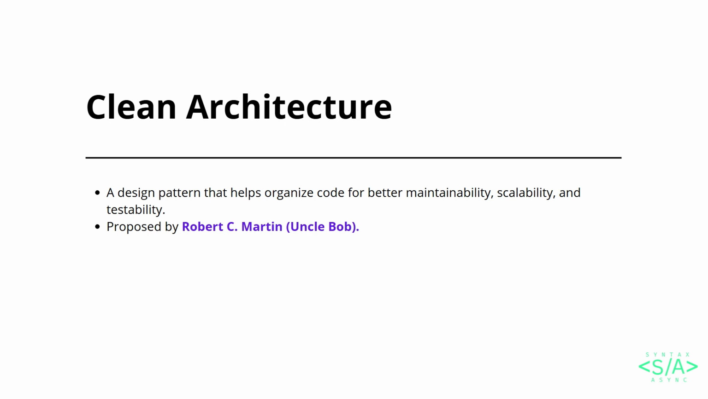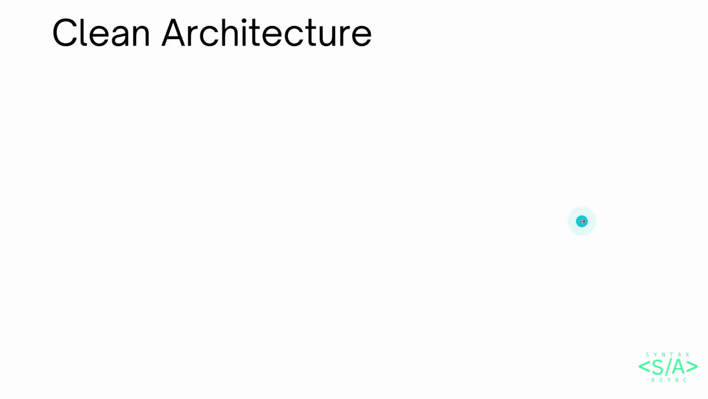So let's dive right in. What is clean architecture? Clean architecture is one of the most widely used architecture patterns. It is a design approach that organizes a large application by dividing it into multiple layers arranged in a circular structure. Each layer has its own responsibility and depends only on the inner layer. One of the core principles of clean architecture is that it is domain centric.